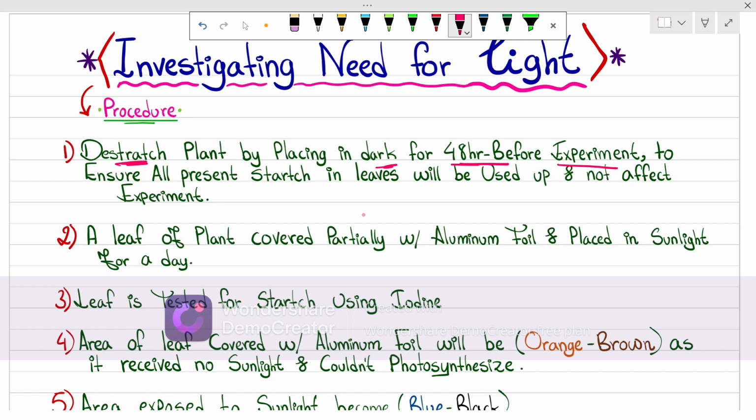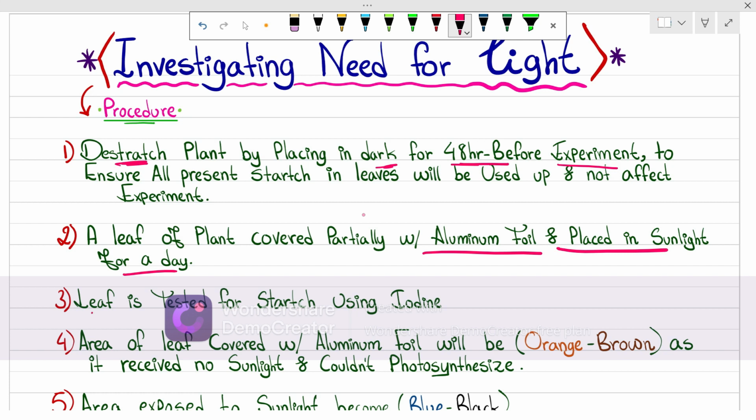to ensure all present starch in leaves will be used up and not affect the experiment. Destarching the plant means we place it in the dark 48 hours before the experiment, or a specific amount of time before the experiment. This will ensure that all the present starch in the leaves is used up in the plant and it does not affect the experiment in any way. After this, the leaf of the plant will be covered partially with aluminum foil and placed in sunlight for a day. So we cover the leaf partially with aluminum foil. Only half of the leaf will be covered and the other half will remain open.